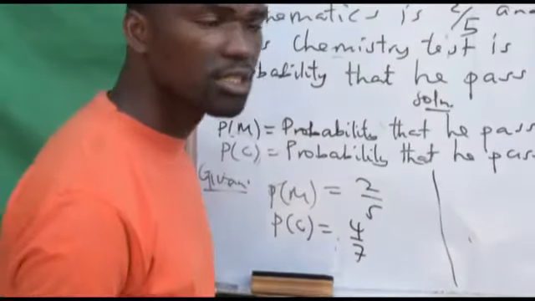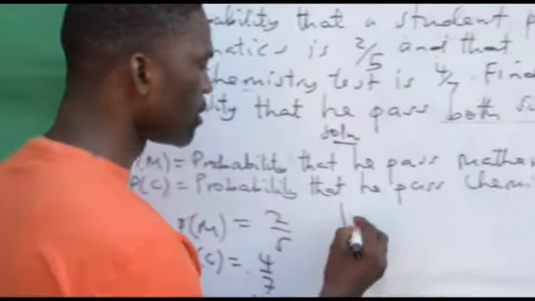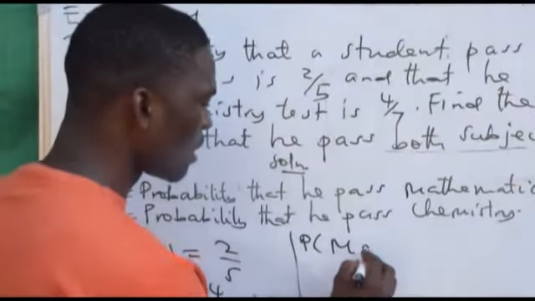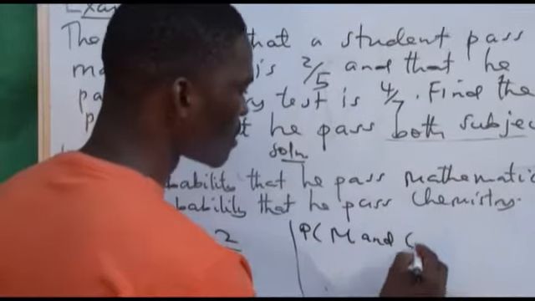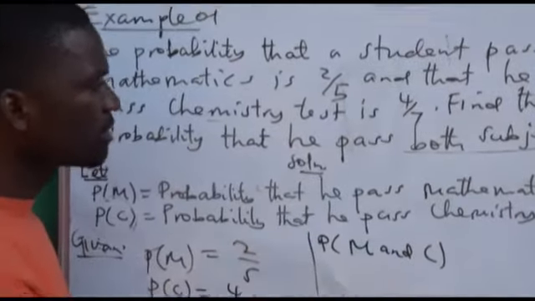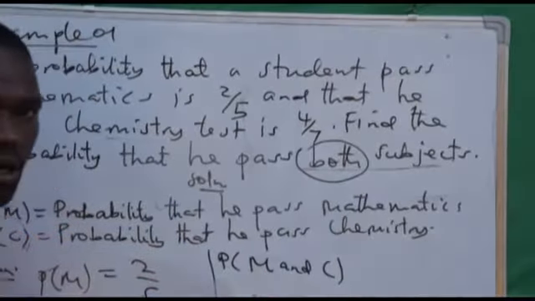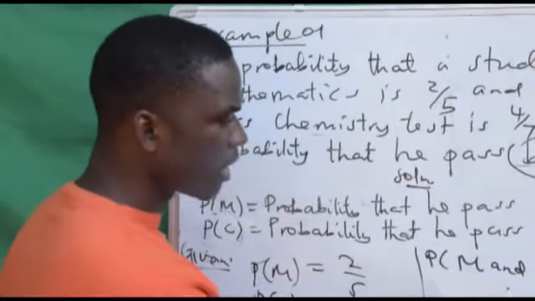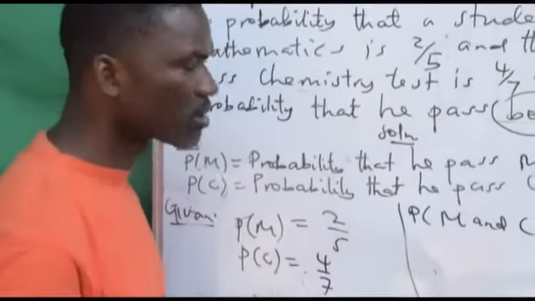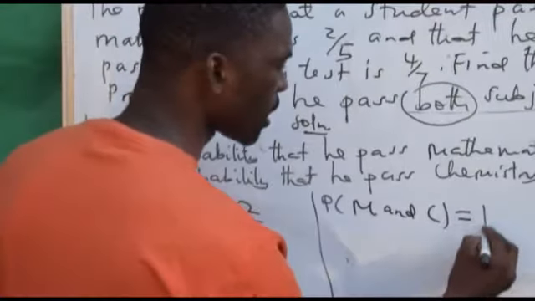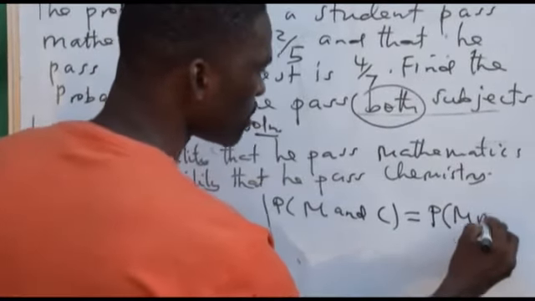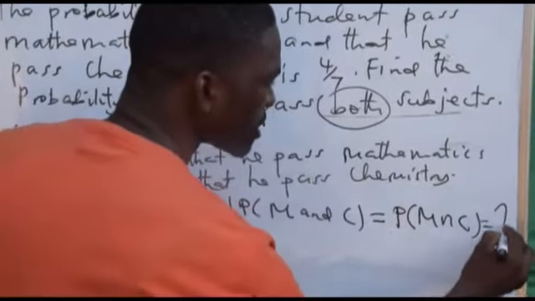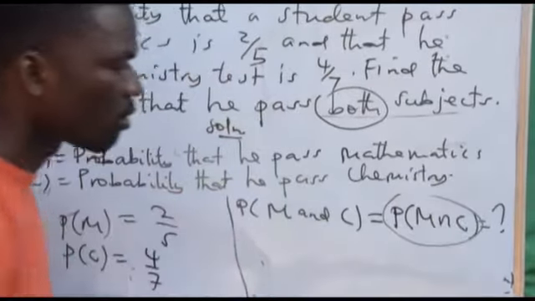Now, what the question asks you is to find the probability that a student will pass mathematics and chemistry. So this word "both" represents a set operation, which is symbolized as "and", considered to be intersection, and in set form we write probability of M intersection C. So this is what the question asks: what is the probability of M and C.